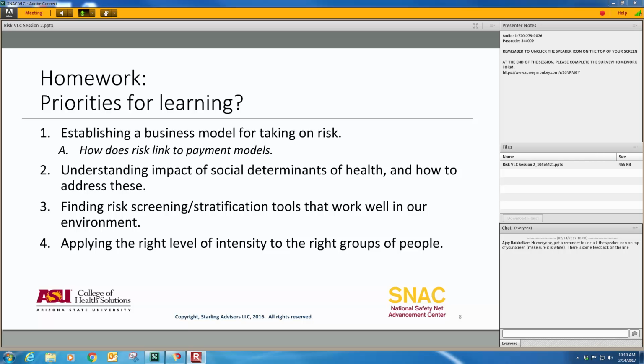The third was identifying risk screening or stratification tools that work well in our environment, and I think next week's session is really going to drill down on that. We'll actually present a couple of those today, just from an overview standpoint, but in our next session, not next week, but next session, we'll be digging deeper into that and applying the right level of intensity to the right groups of people. And that's the process that we refer to and we'll be defining in greater detail as risk stratification, is frankly placing patients into different tracks of intensity based on the amount of risk that they present.